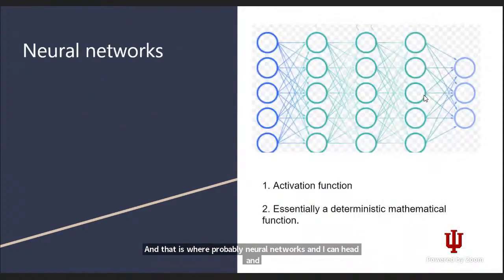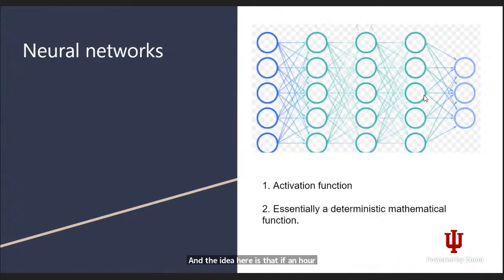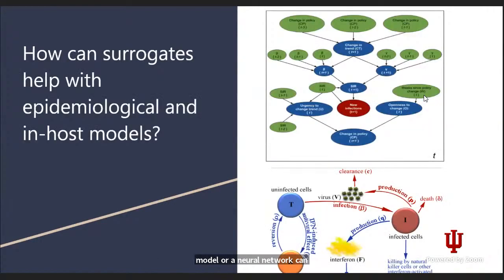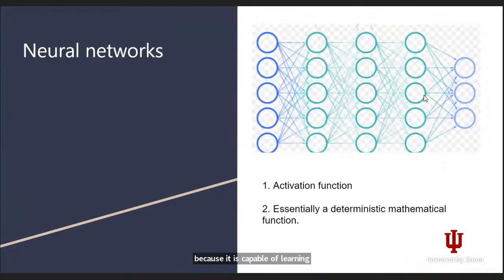The idea here is that if an artificially intelligent model or a neural network can replicate the performance of an analytical model, then it won't stop there. It would eventually do much better than that, because it is capable of learning more intricate things. Last time I had a few jumps in my presentation, and I realized that a lot of people lost me there.